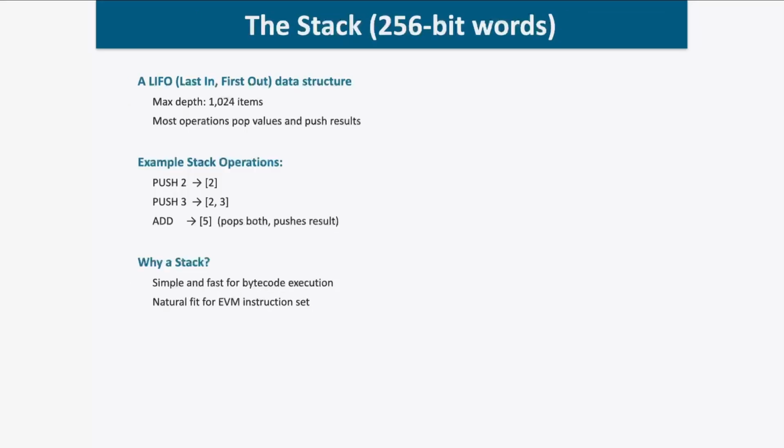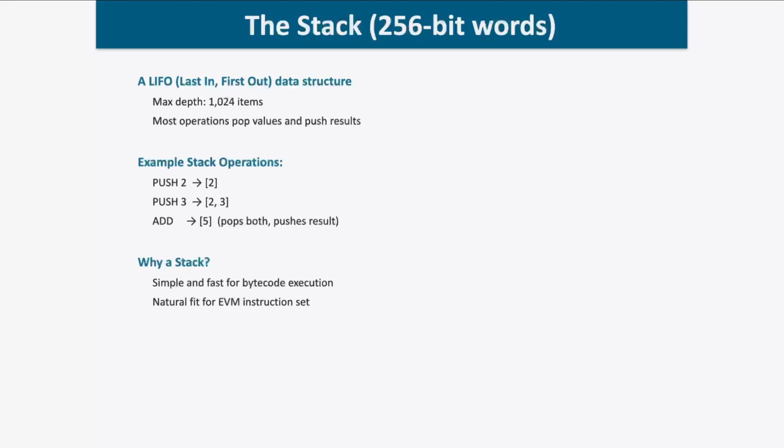Let's zoom in on the stack, because understanding it is crucial to understanding how the EVM actually executes code. The stack is a last in, first out data structure. It's got a maximum depth of 1024 items. Each item is a 256-bit word.